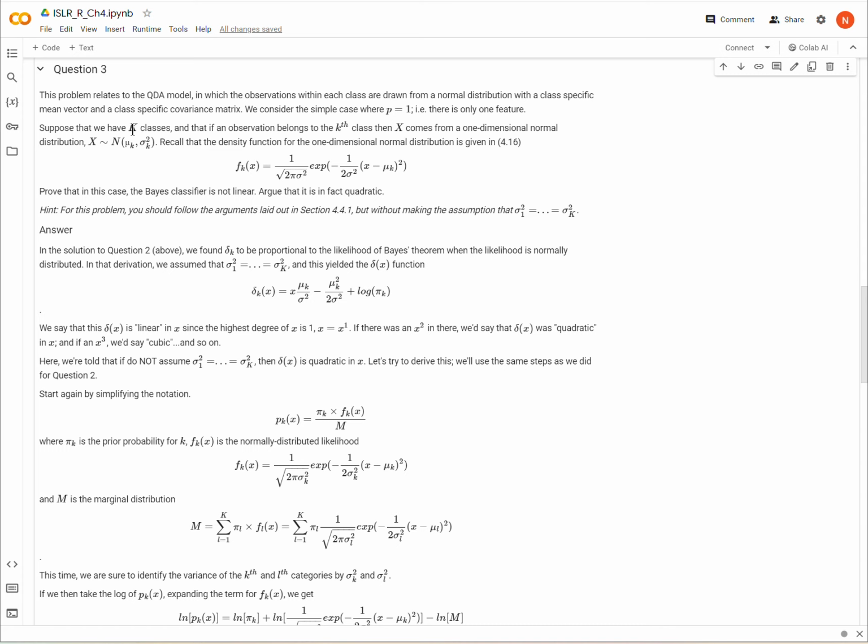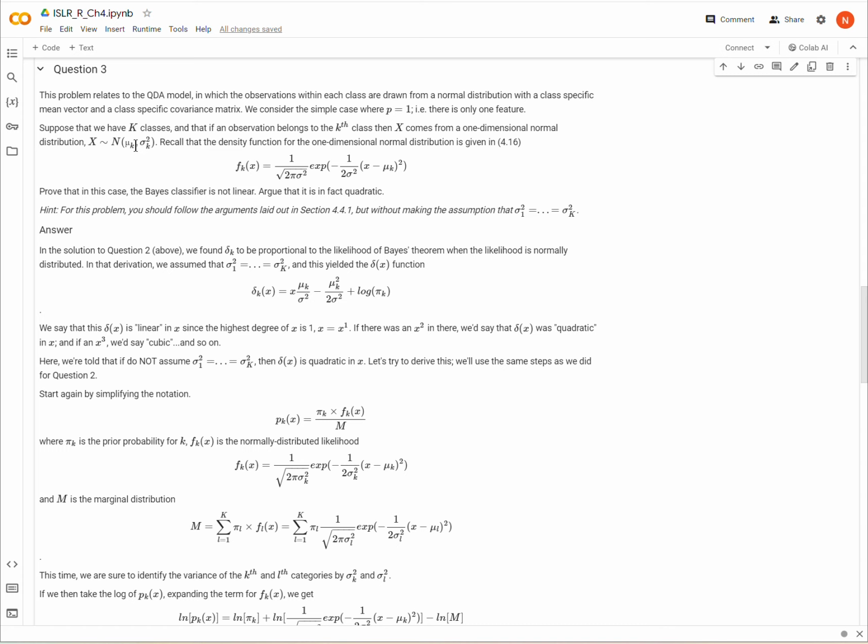So suppose that we have k classes, and that if an observation belongs to the kth class, then X becomes a one-dimensional normal distribution, where X is distributed, is that supposed to be X? I'm not sure, but a normal distribution with mean mu k and sigma k, or variance sigma squared k. Recall that the density function of a one-dimensional normal distribution is given here, and prove that in the case of a Bayes classifier, that the Bayes classifier is not linear. In fact, it's going to be quadratic.